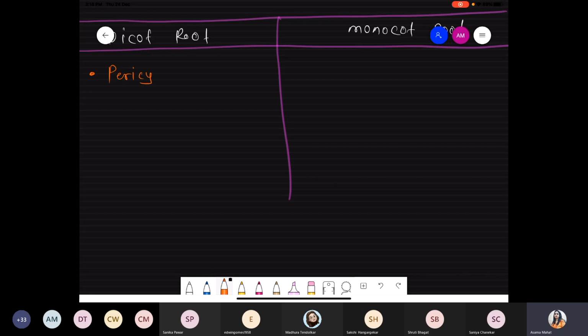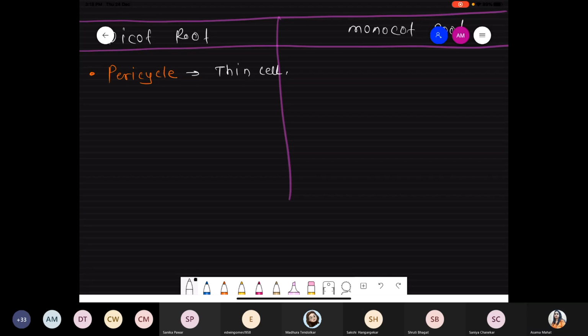Basically, whenever we are talking about the pericycle, these are the living cells, the thin cells, parenchymatous tissue. And you know very well, whenever we say thin cells, it means they have functions like storage, etc. So these are the living thin cells.